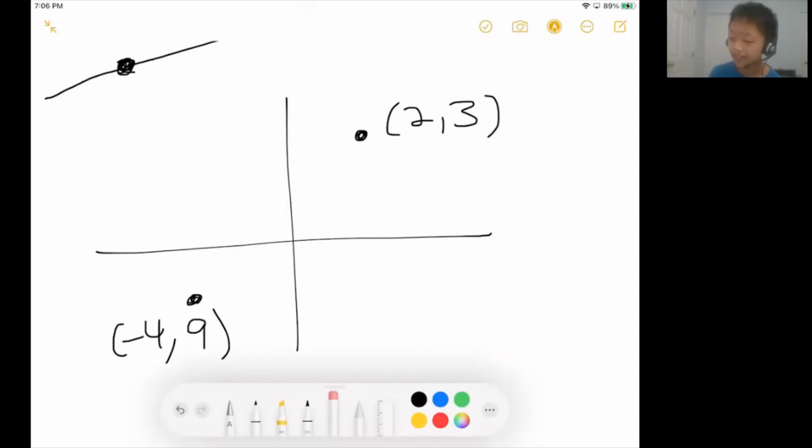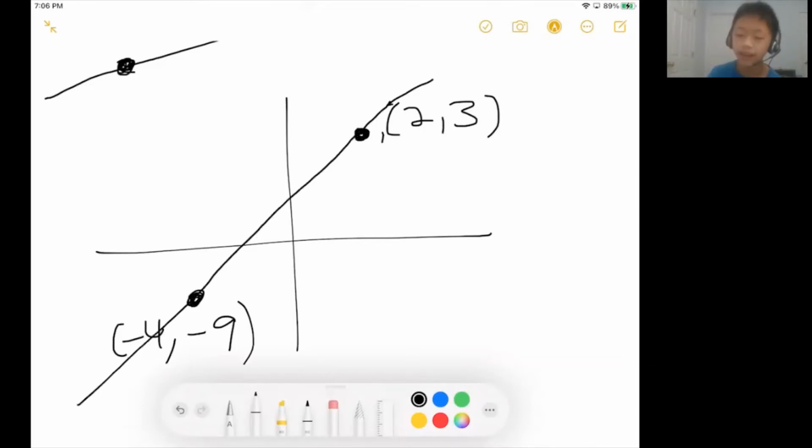Wait, no, that doesn't make any sense. (-4, -9). If I know the coordinates of these 2 points, then there's going to be a line that passes through these 2 points, right? What we might be interested in is knowing what the equation of this line is.